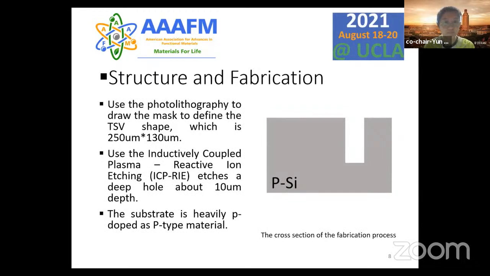Now we show the fabrication procedures. First, we need to have the heavily p-doped silicon wafers. Then we use photolithography to draw a mask to define the TSV shape, which is 250 micrometers by 130 micrometers. Then we use ICP-RIE, which is inductively coupled plasma reactive ion etching, to etch a very deep hole about 10 micrometers in depth.